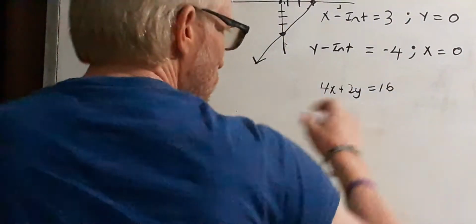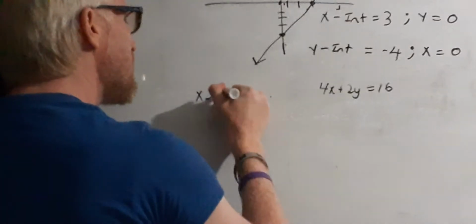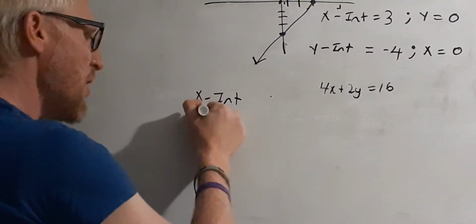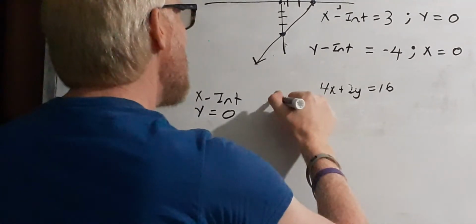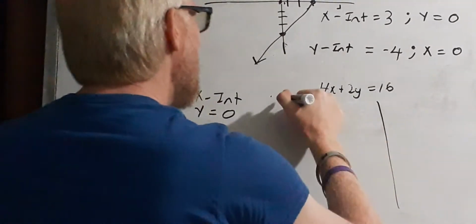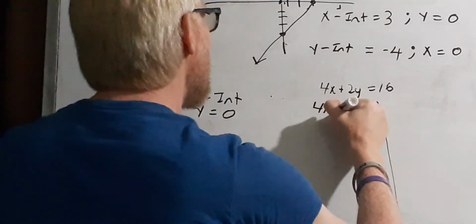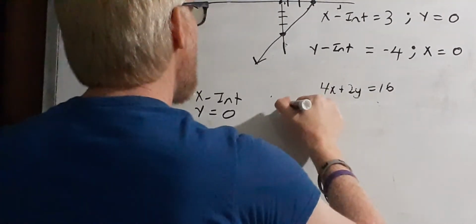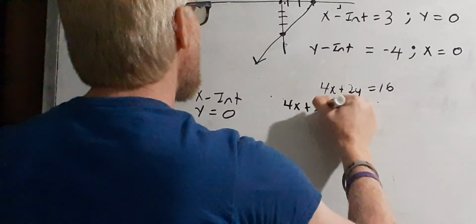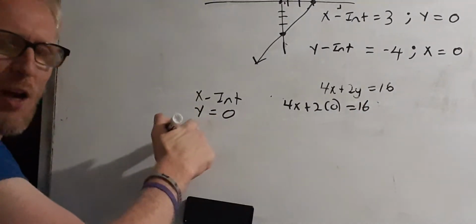So let's look at this problem. It says 4x plus 2y equals 16. Now I'm going to look for my x-intercept, okay? If I'm looking for my x-intercept, remember that y equals 0. So I'm going to rewrite this equation, but instead of writing 4x plus 2y equals 16, I'm going to do it here where I have more space. So 4x plus 2 times 0 equals 16, because if I'm looking for my x-intercept, y equals 0.